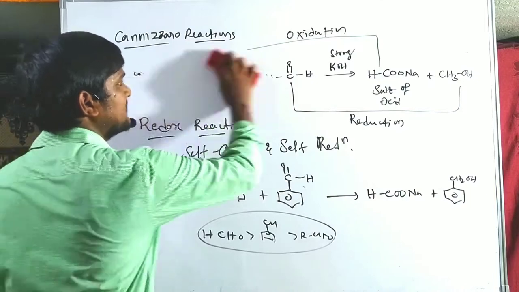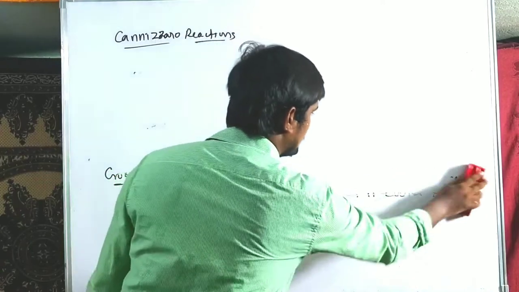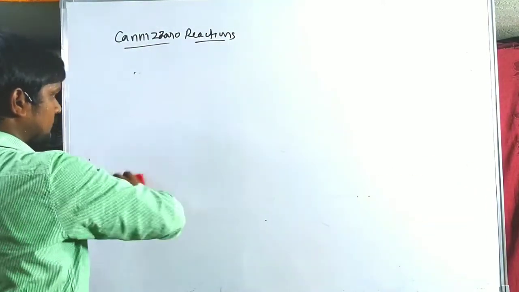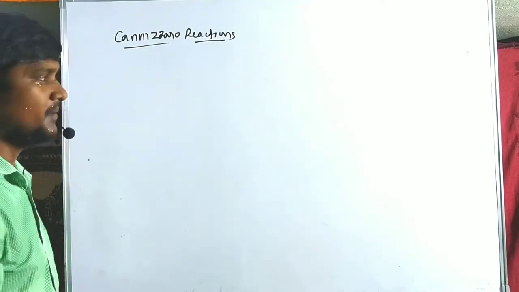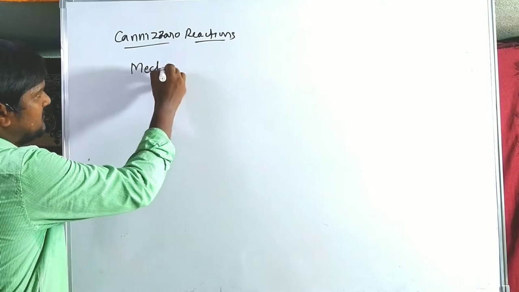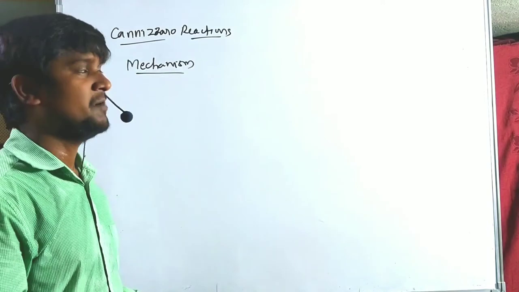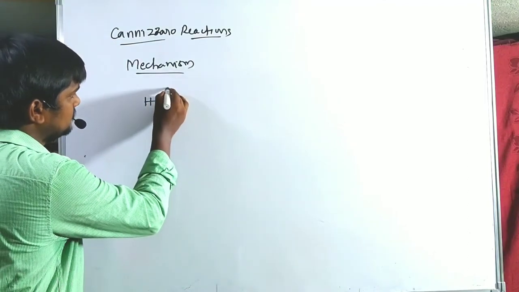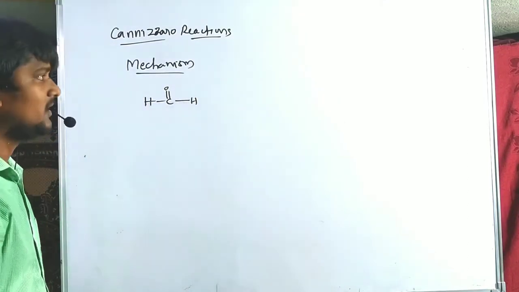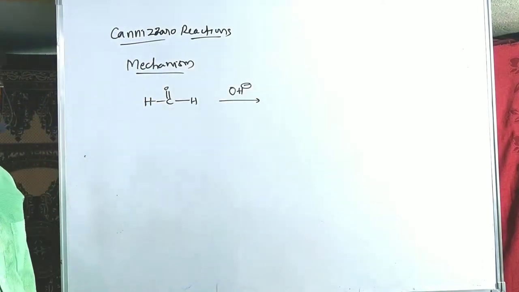Now I'll give one or two examples after going through the mechanism. The mechanism is nothing but the reaction pathway, how they are produced, like one mole of acid and another mole of alcohol. Now we take one mole of aldehyde, and here we use the strong base.